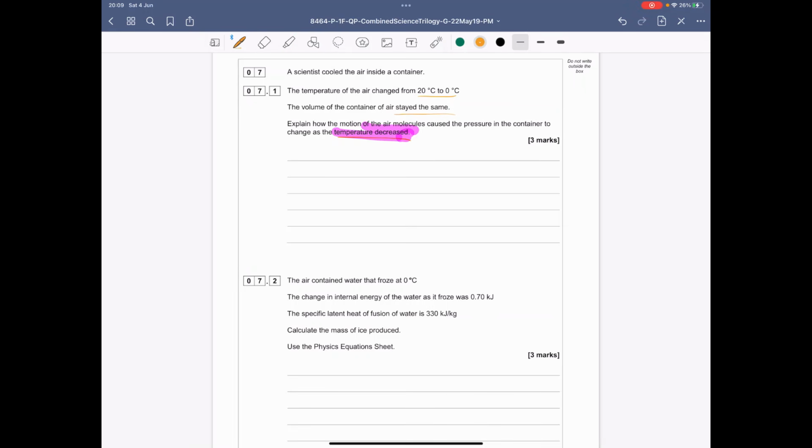If you are reducing the temperature, that means they are going to lose their energy and they are going to go slower. So you could start off by saying the particles have less energy, and because they have less energy, they would be moving slower. The particles move slower, or you could say less kinetic energy. So therefore, because of that, they would have fewer collisions with the walls of the container, therefore reducing the pressure.